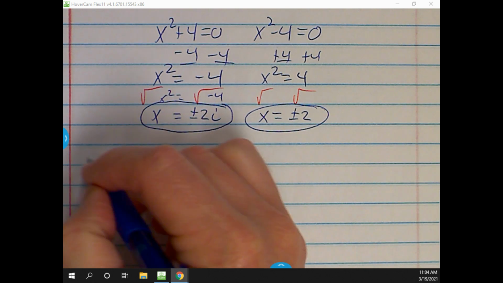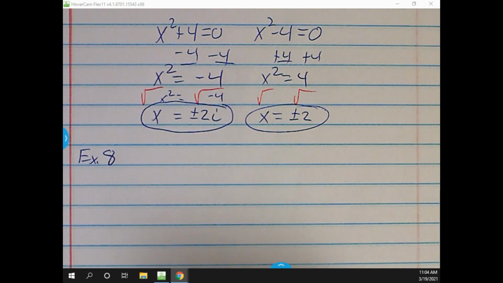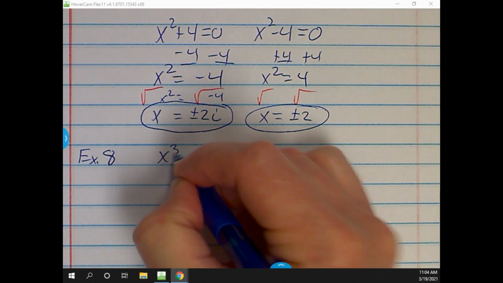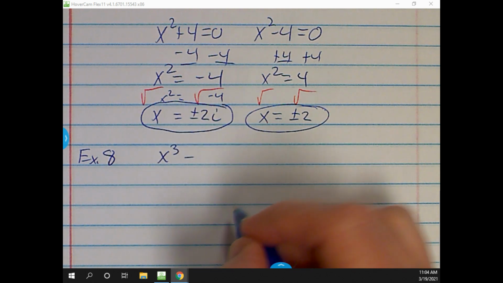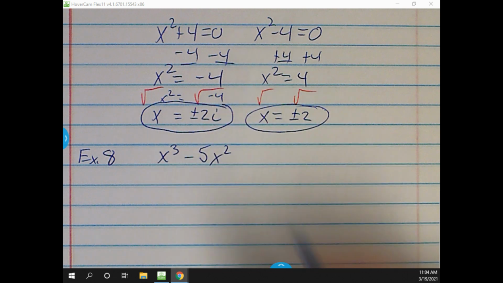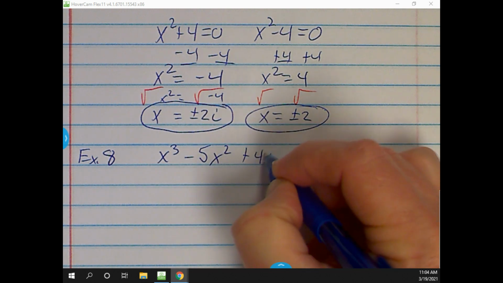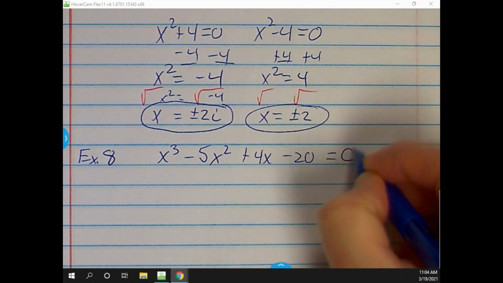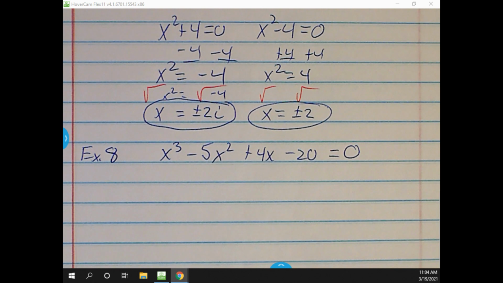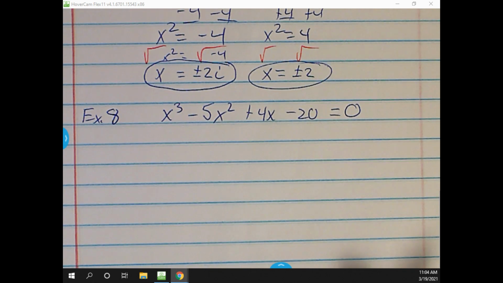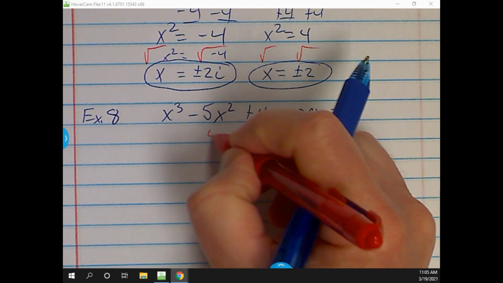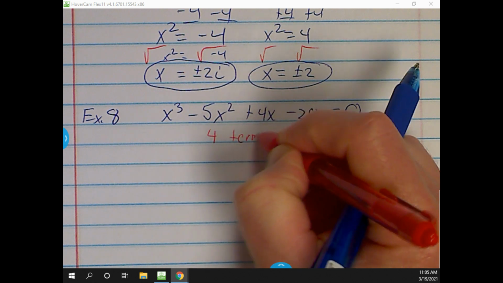All right, one more of these, and then again, we'll show you the new thing that we'll do for today. Let's do x to the 3rd minus 5x squared plus 4x minus 20 equals 0. All right, a little different on this one because we have 4 terms.